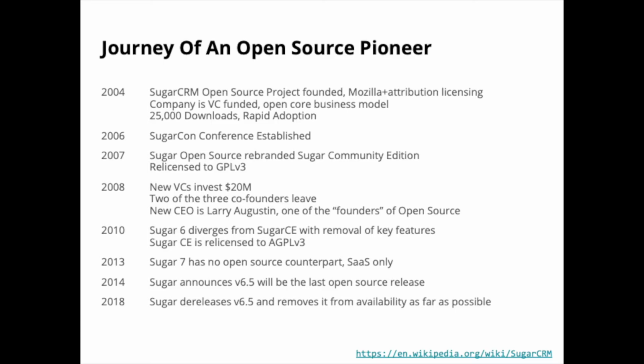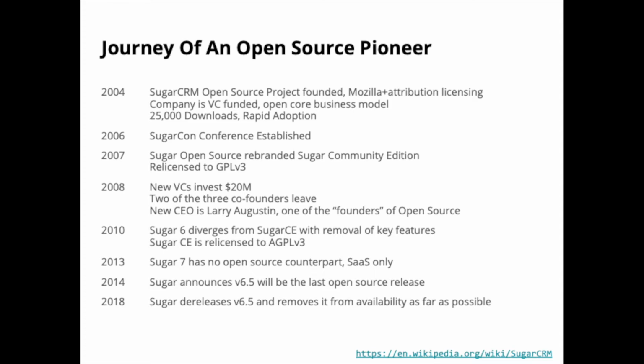And you might see his appointment as CEO as a sugarcoating to the otherwise unacceptable behavior that Sugar was preparing for, because in 2010 they began to remove features from Sugar CE, that's the rebranded open source edition, and they also relicensed it again, this time under AGPL v3. AGPL, that's the Affero GPL, is a license that, as you know, is intended to transmit the copyleft effect even to network deployment of software. And that was a foreshadowing of the intent of Sugar 7 to be a software as a service, Sugar CRM. And Sugar 7 had no open source counterpart.